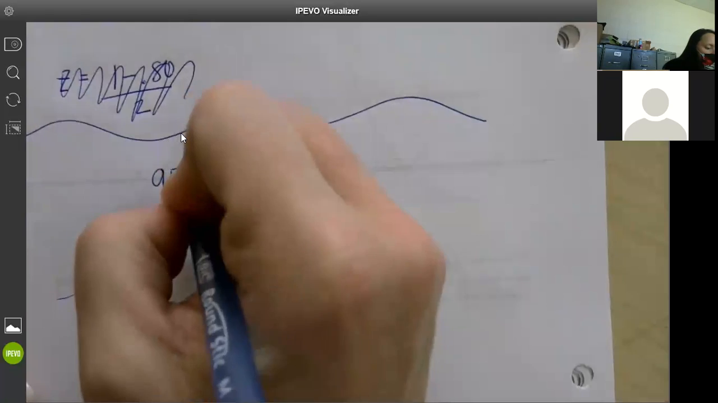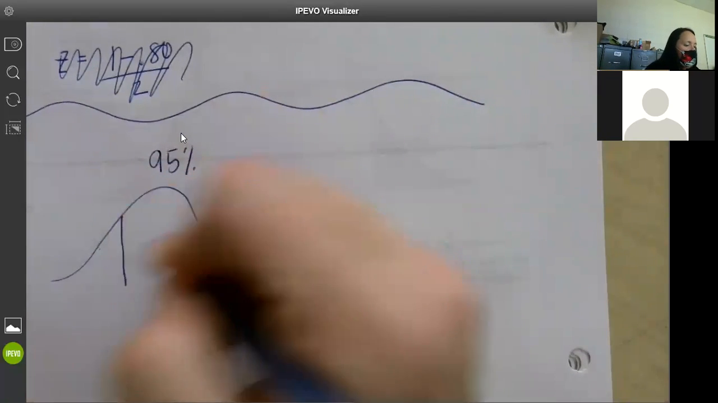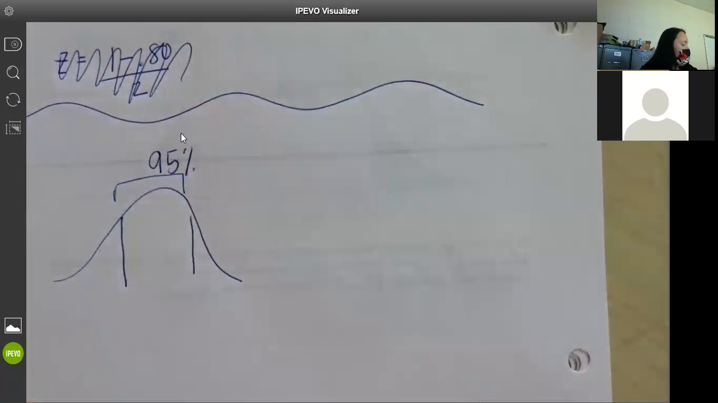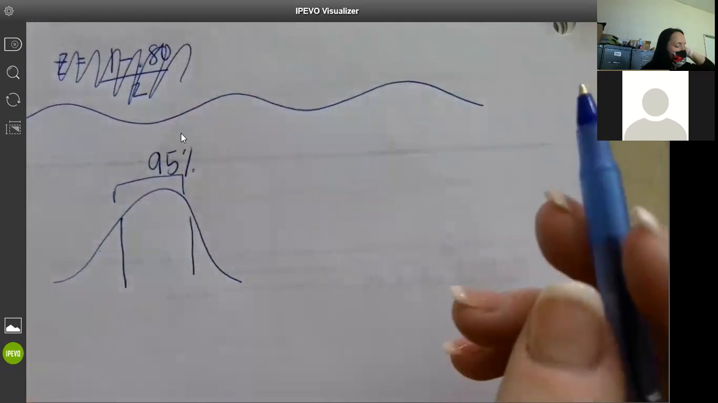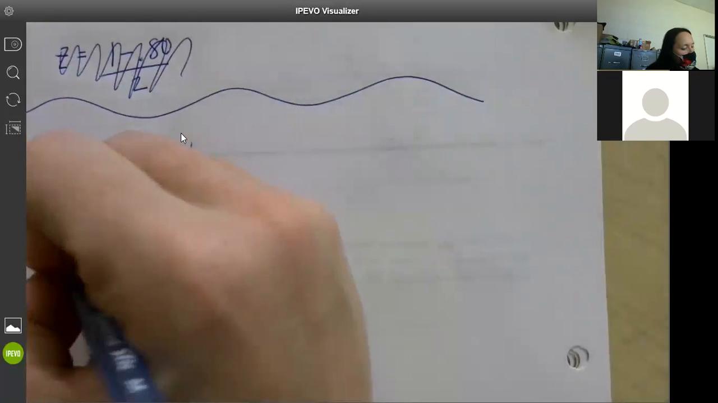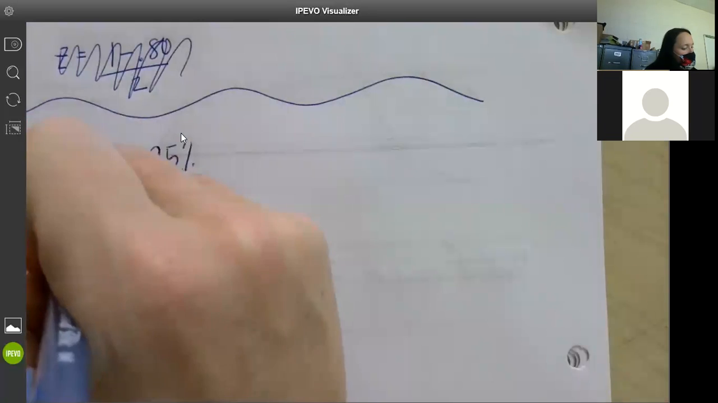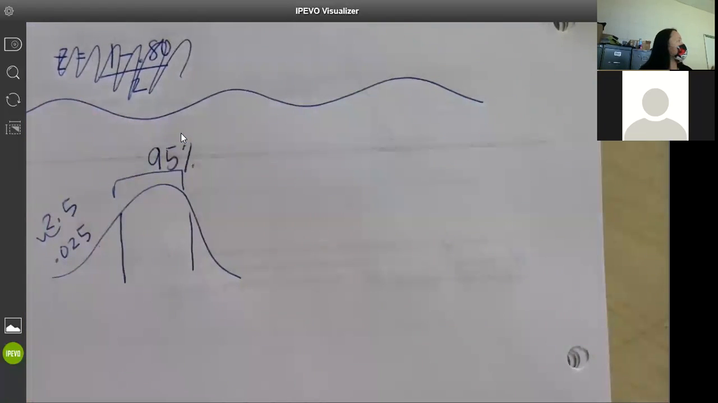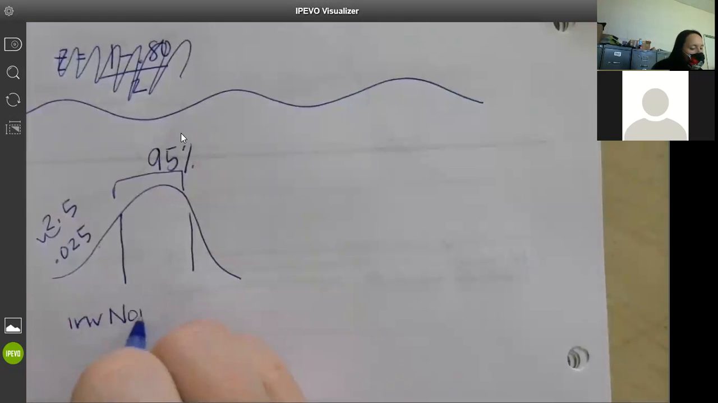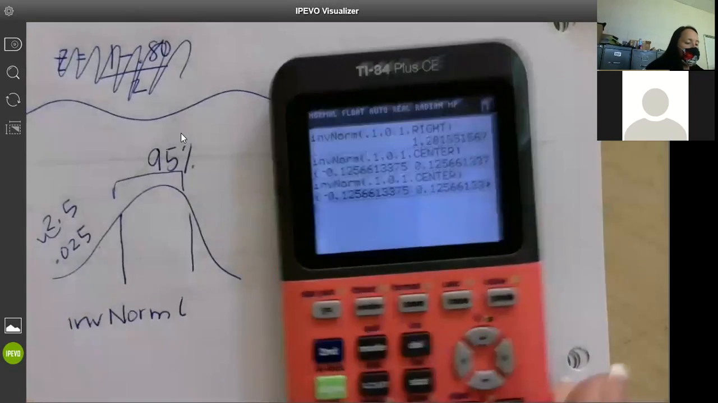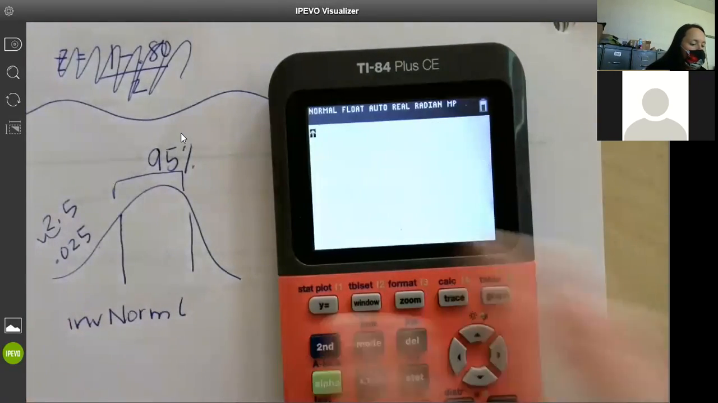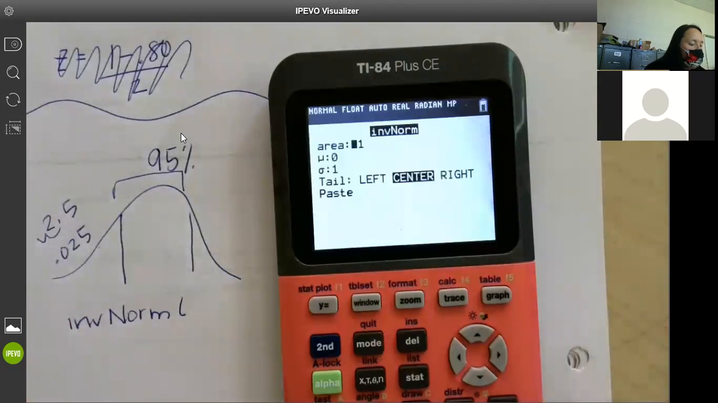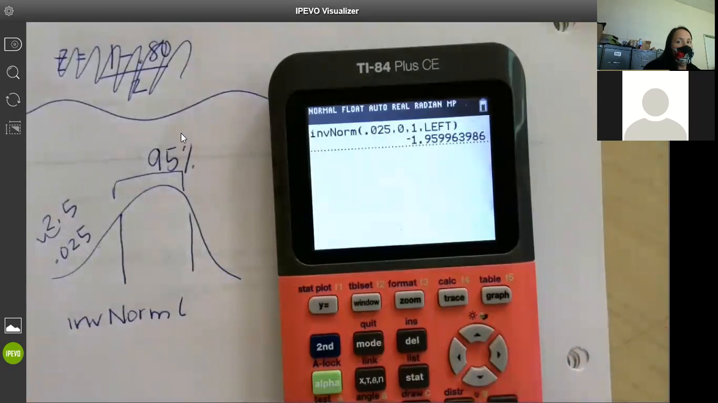Let's do 95% in our calculator. So that would mean we're looking for 95% here. What do we have left on either side? 2.5%, which translates into an area of 0.025. Are you guys okay with that? So we would do inverse norm, what's our area going to be? And then we're going to keep our mean and our standard deviation. We do not want center. You can do left or right. It does not matter.